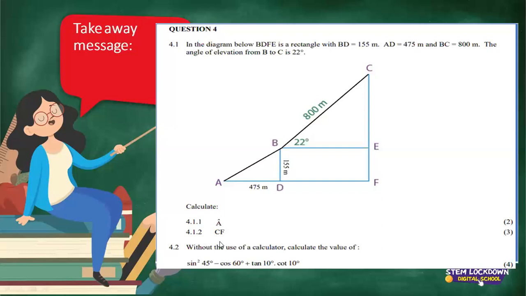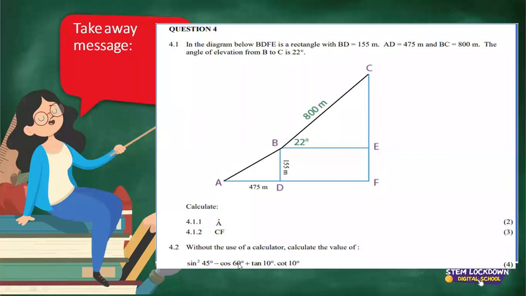And then the last question here says, without the use of a calculator, calculate the value of sine squared 45 minus cos 60 plus cot 10 times tan 10. Sine squared 45 means sine 45, all squared. From our special angles, sine 45 is 1 over root 2. So when you square 1 over root 2, you get 1 over 2.